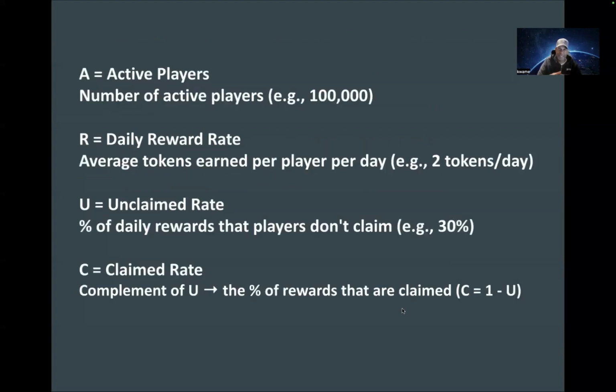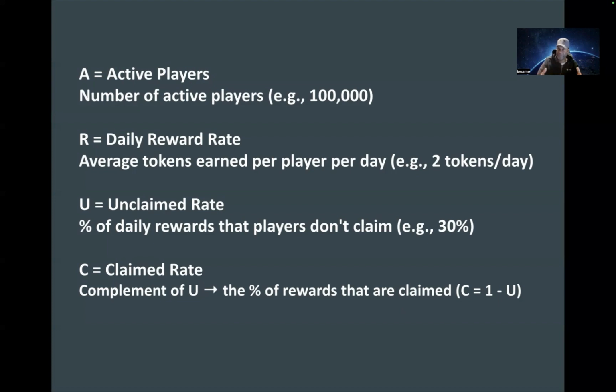A here is defined as the active players, the number of active players. As an example, say we have 100,000. R is defined as the daily reward rate, the average tokens earned per player per day. So you can say that by logging in and doing the claim for this particular character, it's 2 tokens a day that they can get.